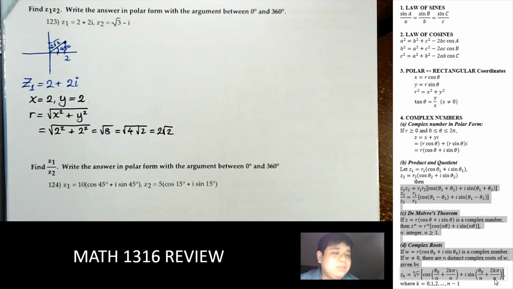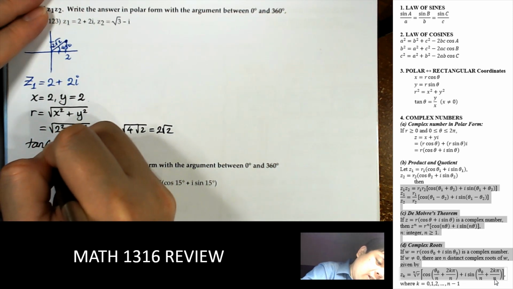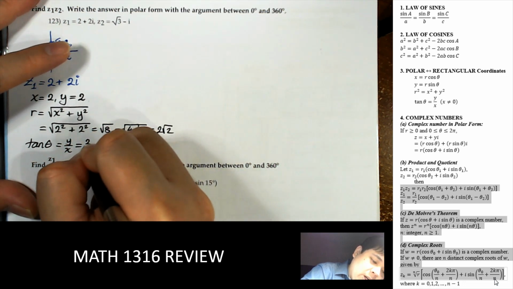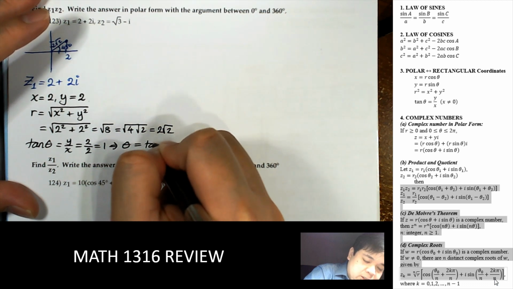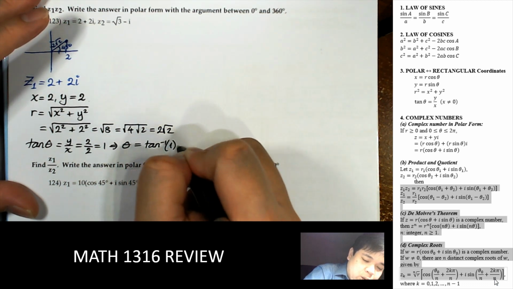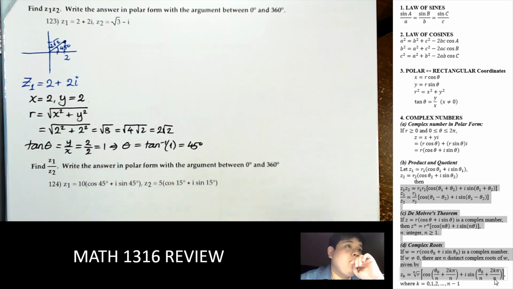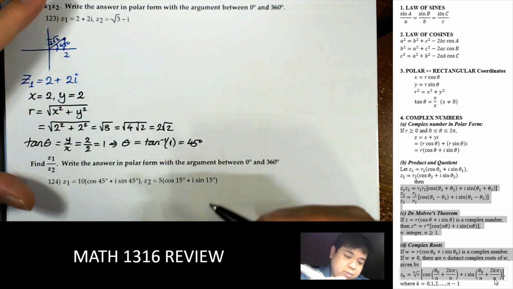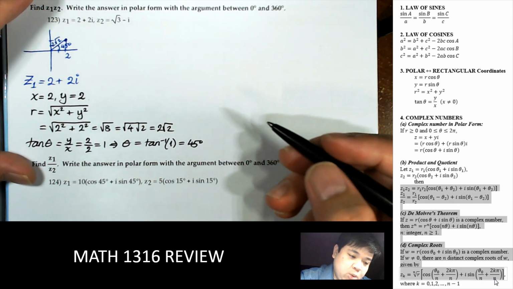Right. So that's r. Theta. Tangent of theta is y over x, which is 1. So theta is tangent inverse of 1, which is 45 degrees. It could be something else, but 45 degrees is in the first quadrant, so that's good. We're not going to mess with that. So that is z1.